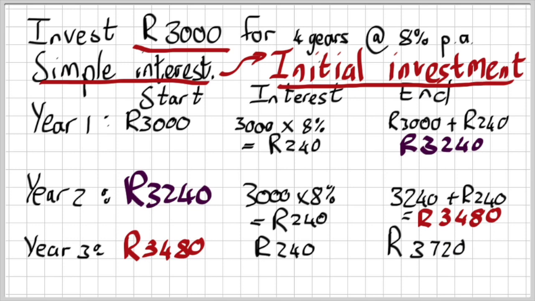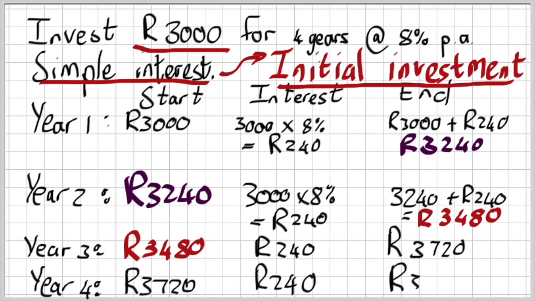What about year four? So it's kind of repetitive years. So in year four, I'm going to sit with 3,720, adding 240 rands worth of interest, and ending up with 3,960 rand.